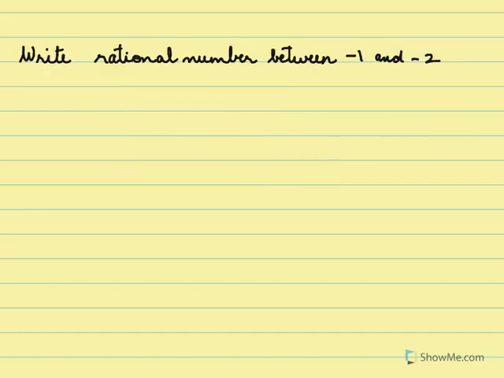1.7. Write a rational number between -1 and -2. So I have -1 and here is -2. If I want to write a rational number between these, it would be -1.1, -1.2, -1.3, and so many of them. So all these numbers lie between -1 and -2.